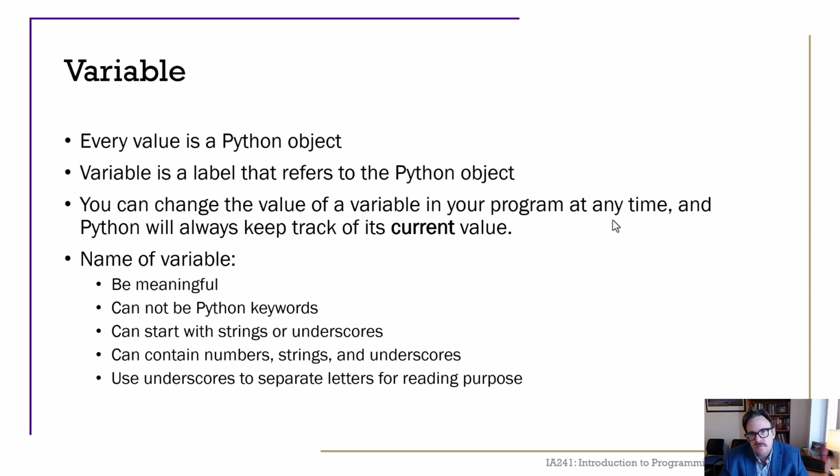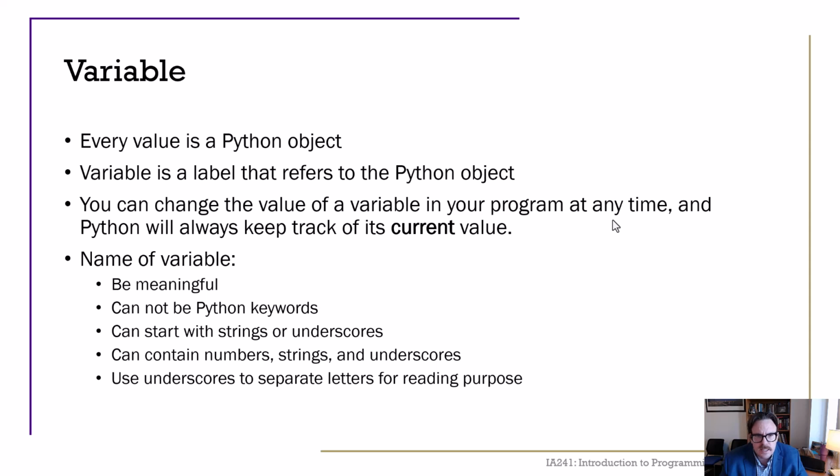Okay, so we do variable names. We want them to be meaningful. We can't use Python keywords. I've posted, or I'm going to post, a list of these keywords. Keywords include True or False, with. Generally speaking, Python will give you an error when that happens. Just make sure that you are not using those.